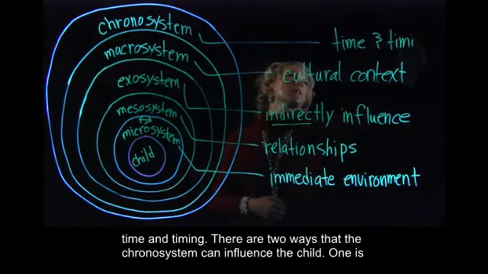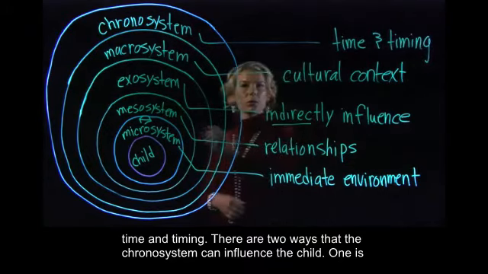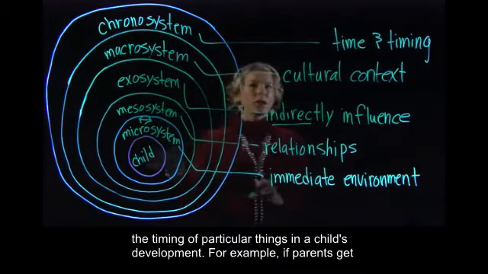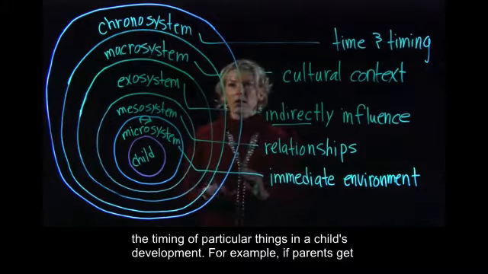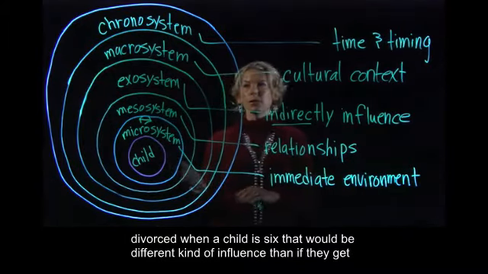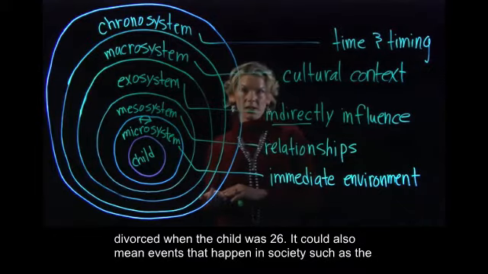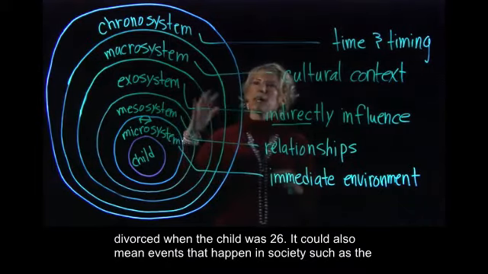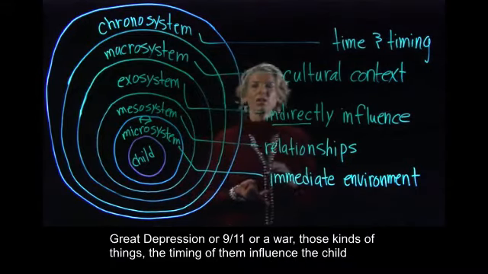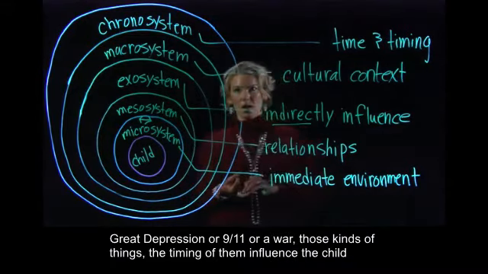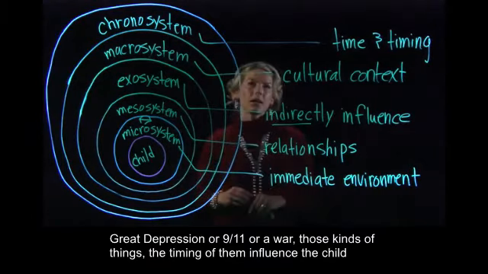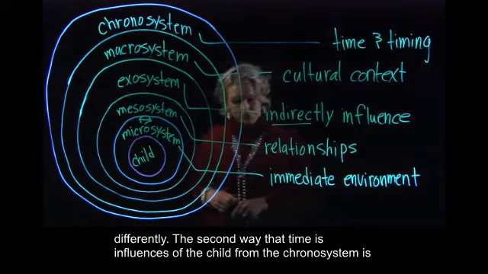There are 2 ways that the chronosystem can influence the child. One is the timing of particular things on a child's development. For example, if parents get divorced when a child is 6, that would be a different kind of influence than if they get divorced when the child is 26. It could also mean events that happen in society, such as the Great Depression or 9/11 or a war. The timing of those kinds of things influences the child differently.